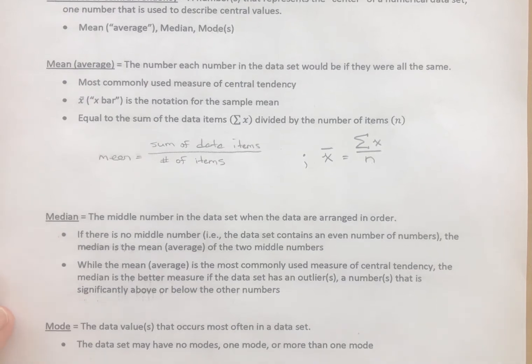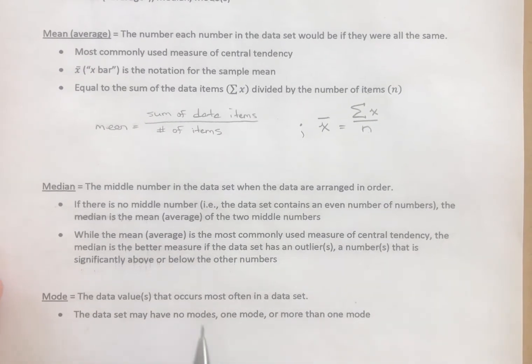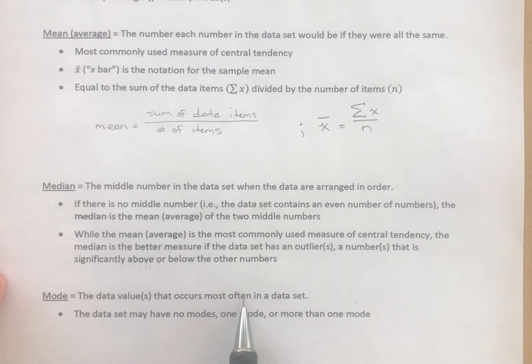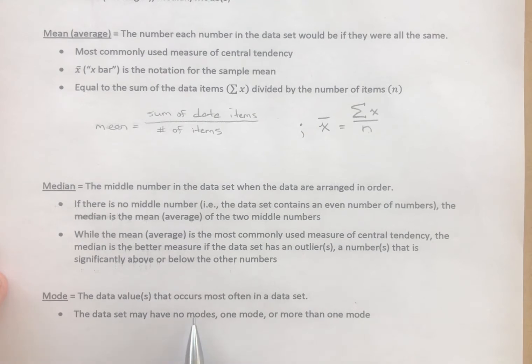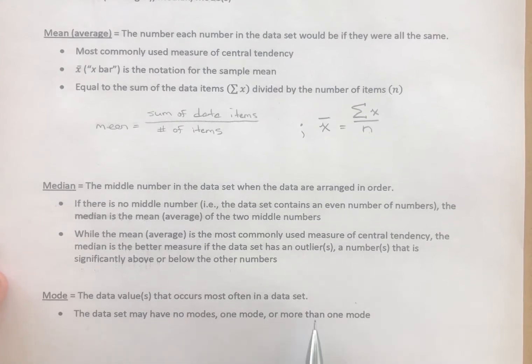And finally, the mode. The mode is the data value that occurs the most often in a data set. And you can have no mode, you can have one mode, you can have more than one mode. Okay, if you have 5 values that all occur the same number of times and 3 other values that occur a different number of times, well, you could have 5 modes if they all have the most number of occurrences. So mode is, again, not quite as popular when it comes to numerical data.